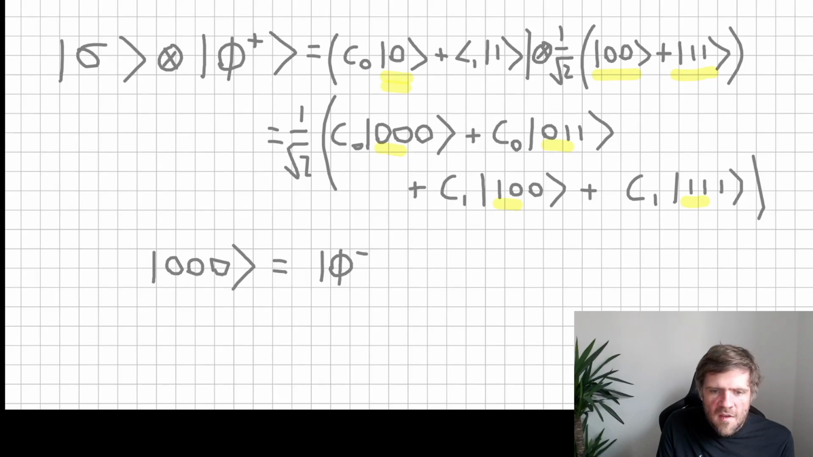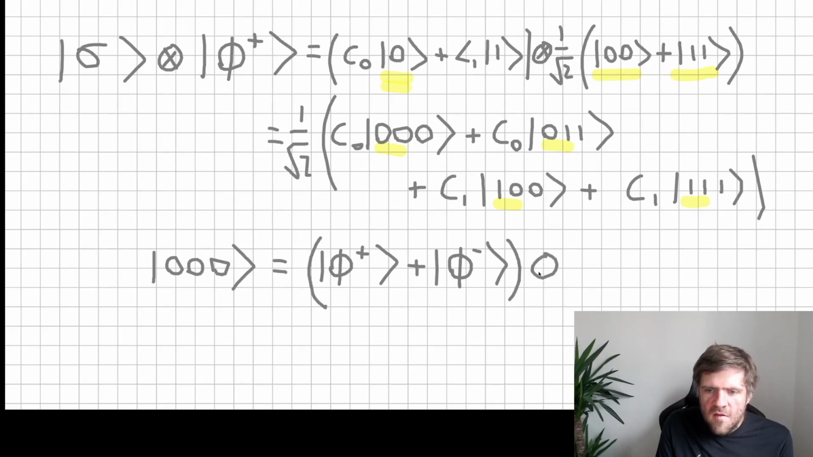phi plus and phi minus tensor producted with 0. And similarly, the 0, 0, 1 is going to be phi plus plus phi minus tensor producted with 1. And the 0, 1, 1 and the 1, 0, 0 are going to be similarly expressed, but with the psi plus and psi minus cases.